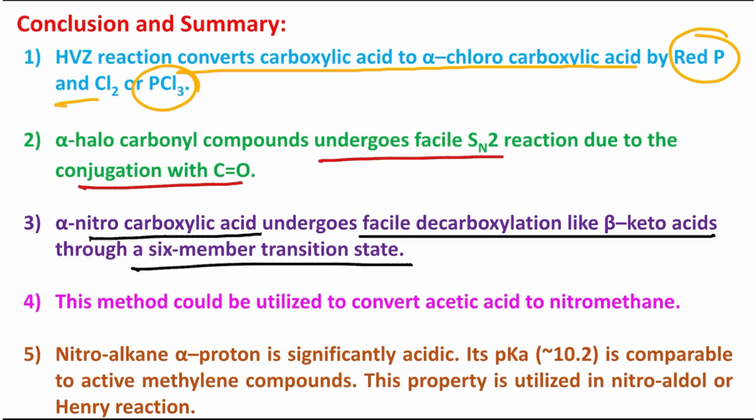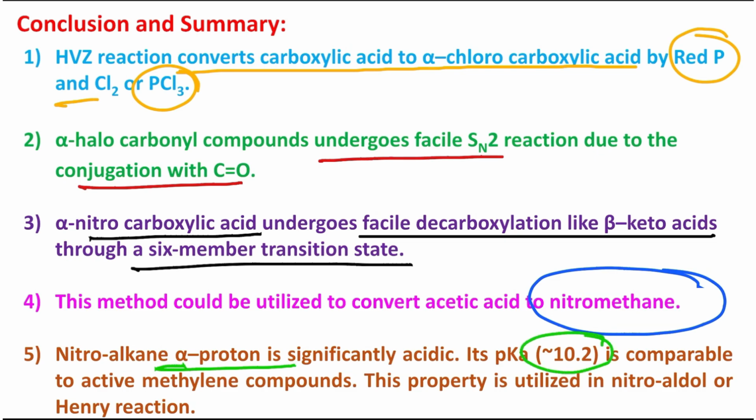Now this method for conversion of acetic acid is actually very good to prepare the first member of nitroalkane, that is nitromethane, and in these nitroalkanes, student, the alpha proton is significantly acidic, with pKa closer to 10, meaning it's comparable to active methylene compounds. For example, if I say acetylacetone, these protons are significantly acidic because they are in between these two carbonyl groups, so the conjugate base is doubly resonance stabilized. So the nitroalkane's acidity is closer to them.